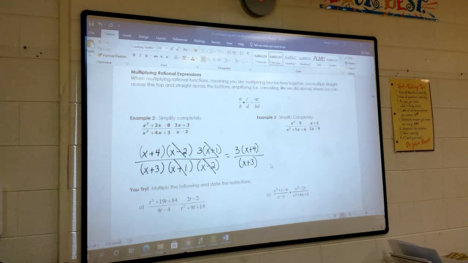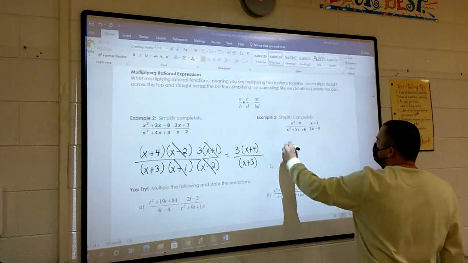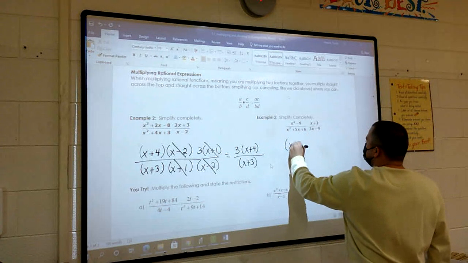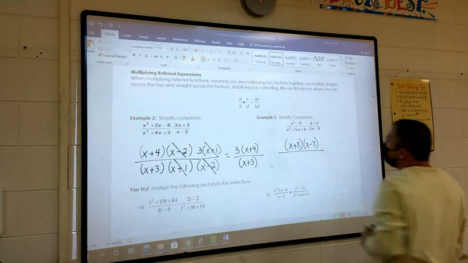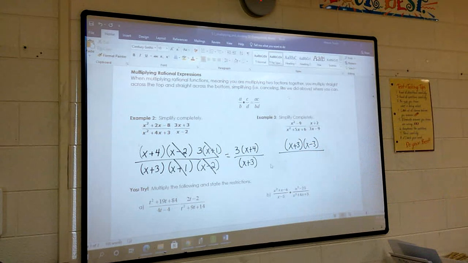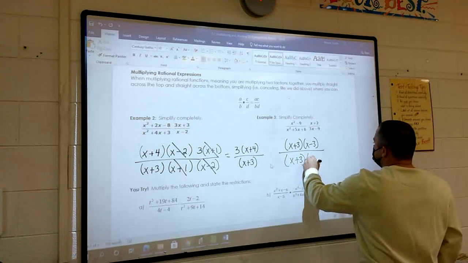All right, example 3, simplify completely. So you look at the top left, x squared minus 9, that's a difference of squares. Again, you have to know when you have a difference of squares, it means you're subtracting, and these are perfect squares. So that's x plus 3 and x minus 3. Square root of 9 is 3. On the bottom, you're looking for two numbers that multiply to give you 6 and add to give you 5. That's a 3 and a 2. So x plus 3 and x plus 2.